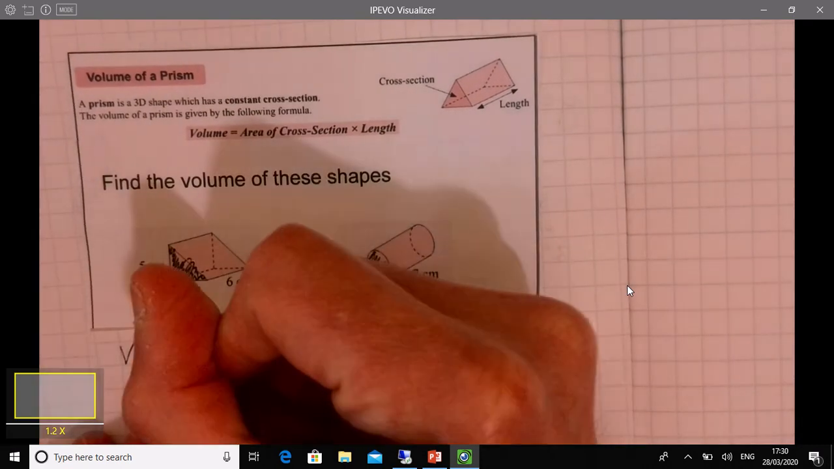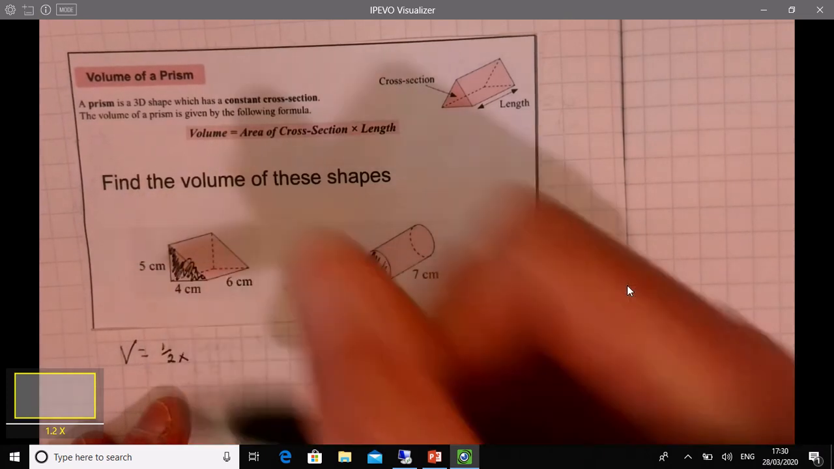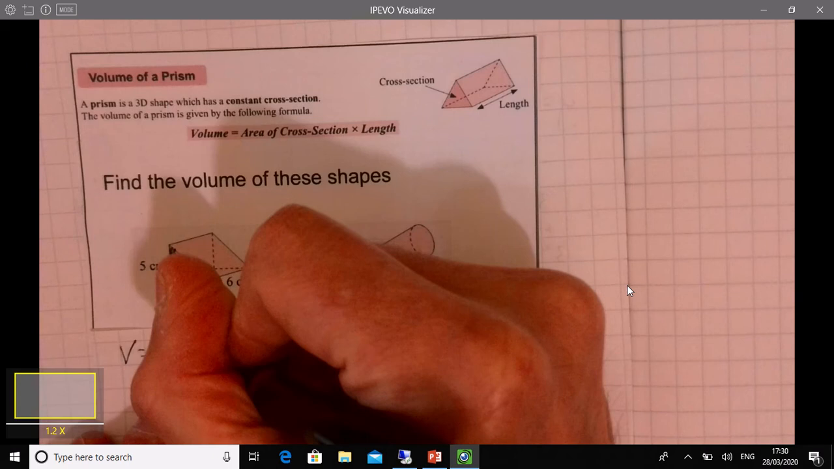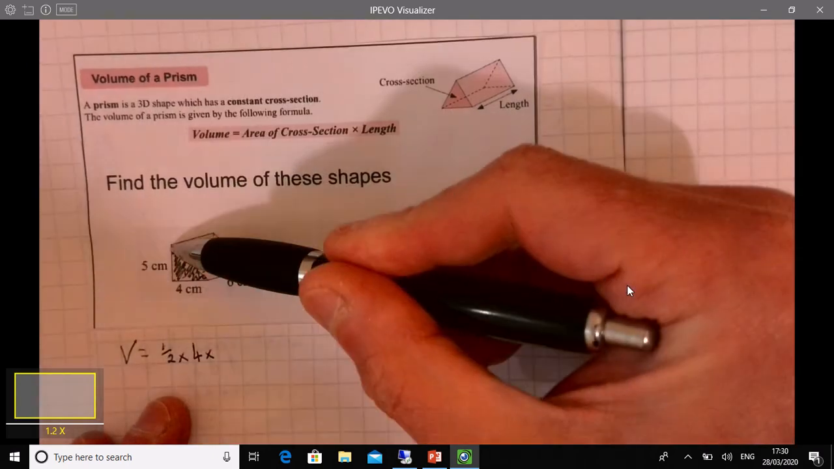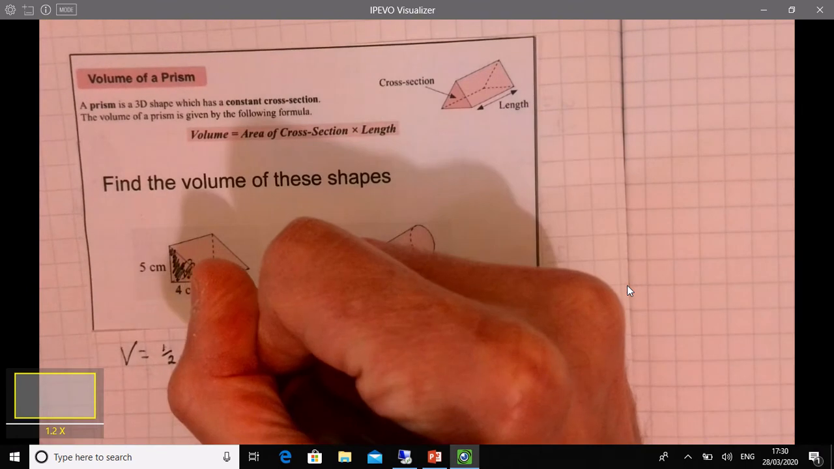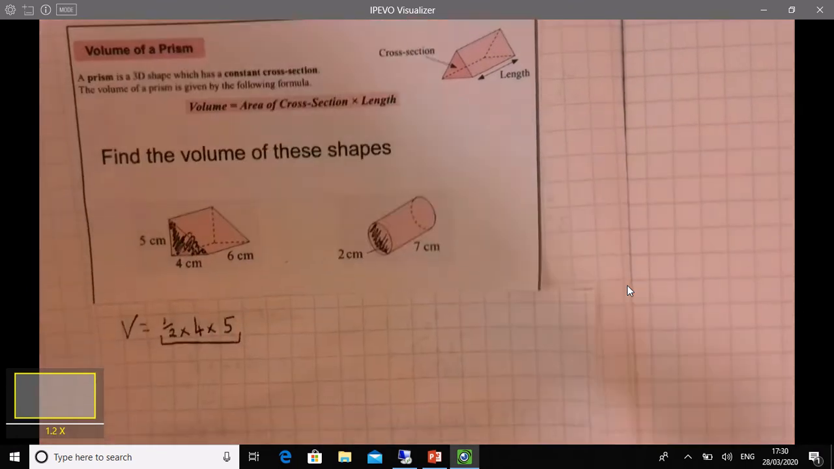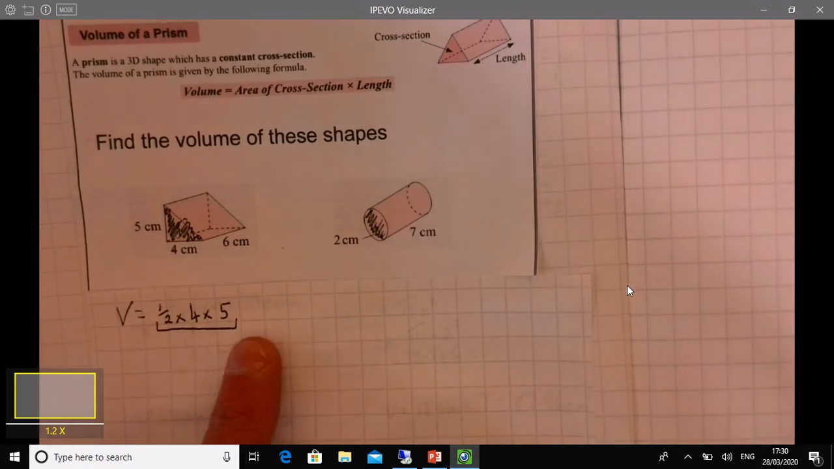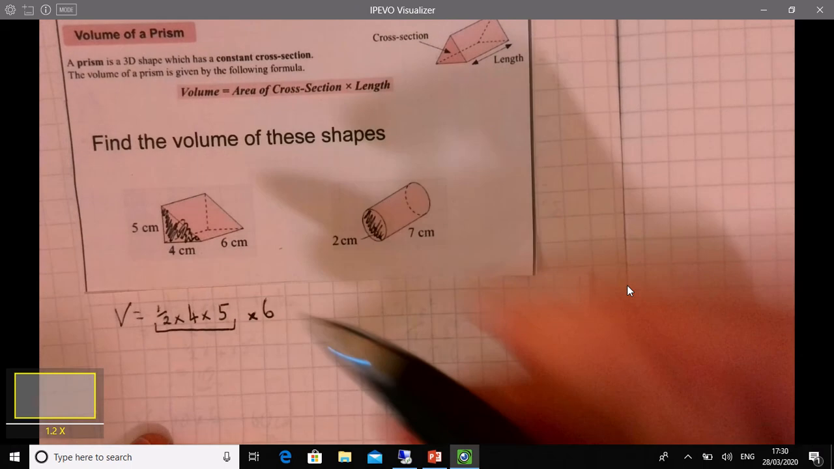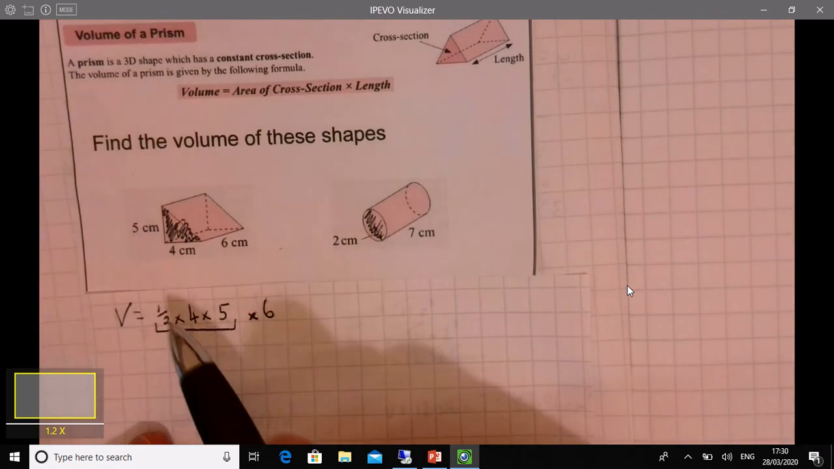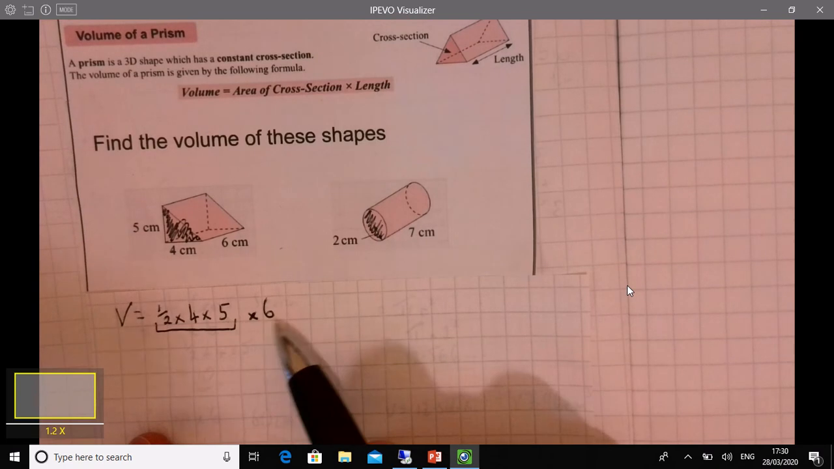So a triangle is going to be a half times the base multiplied by the height. Okay, so that bit there, that's given us the area of the cross section, and then we're going to multiply by 6 because that's the length. So a half times 4 is 2, multiplied that by 5 is 10, times by 6.